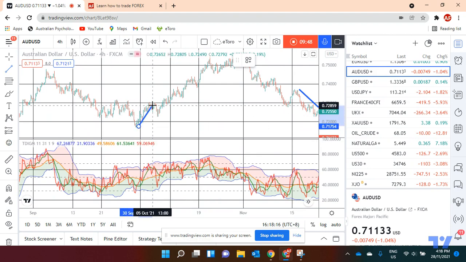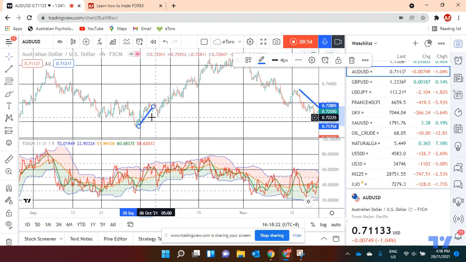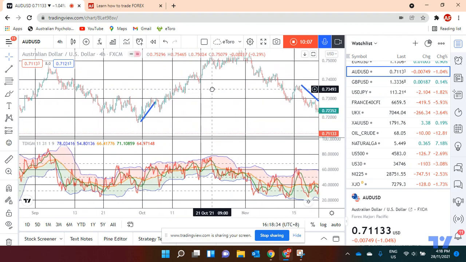So you could sell it here, or you could just change your stop loss and move your stop loss and just stay in the trade, in the trend, as long as it hits the other change of direction, the other side.